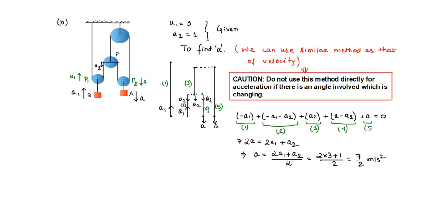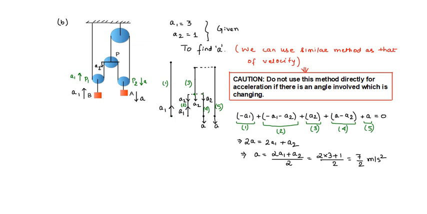If you solve this expression, you get a equal to (2a1 + a2) by 2. And if you put the values of a1 and a2, you get the value of a as 7 by 2. We are getting a positive answer here. That means the direction we assumed for block A, the acceleration of block A in the downward direction, is the correct direction. Otherwise we would have got a negative answer.